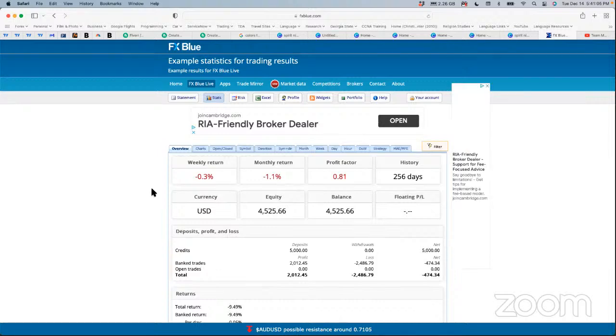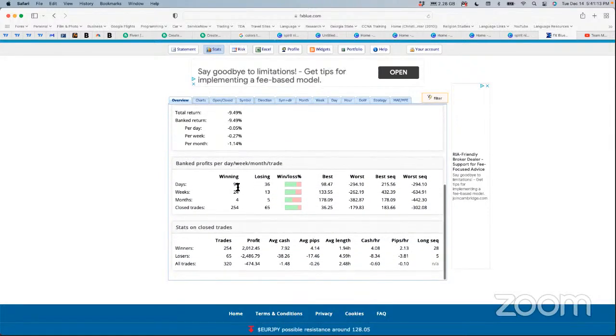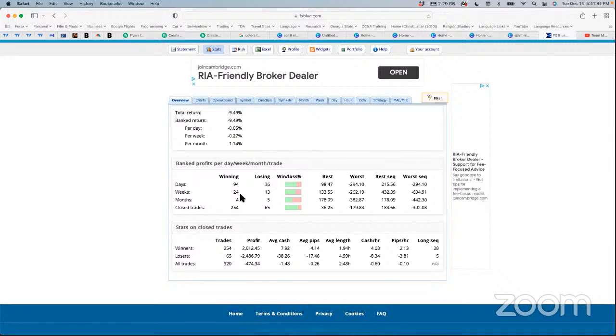Okay, here we go. So again, we got this data, right? 94 days he's won trades, 36 days he's lost. 24 weeks, 13 weeks he's lost. His months are leaning towards the losing side. But overall, everything is showing he should be a winning trader, right? He's got more days that he's won, more weeks that he won, but less months. He's traded altogether 320 entries, and he's won 254 out of 65. These numbers make sense for him to be winning. He shouldn't be down, right?